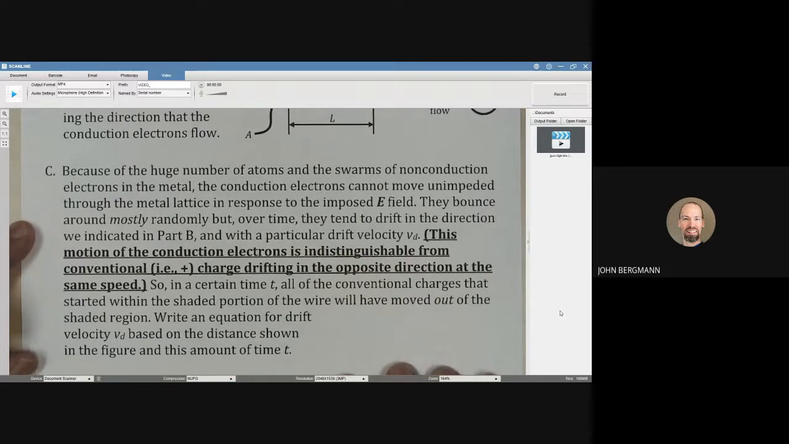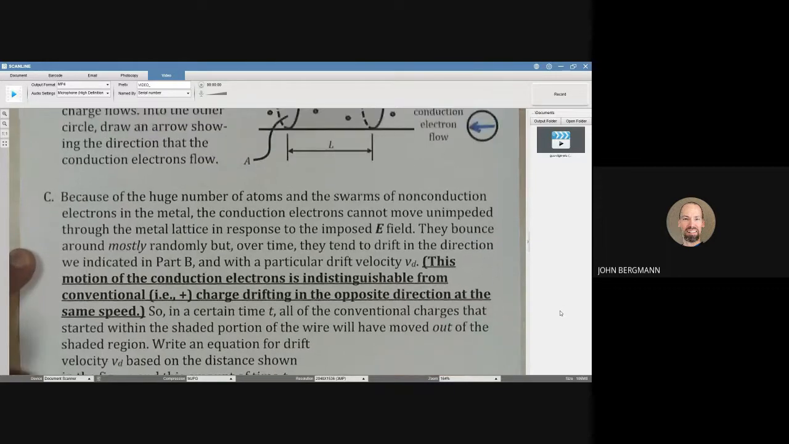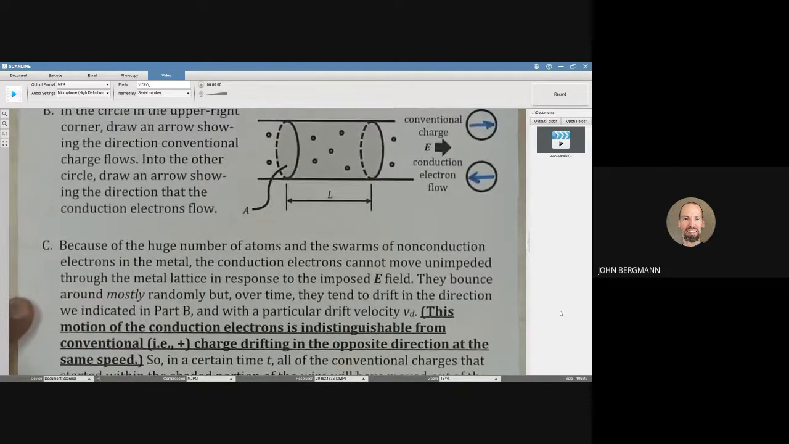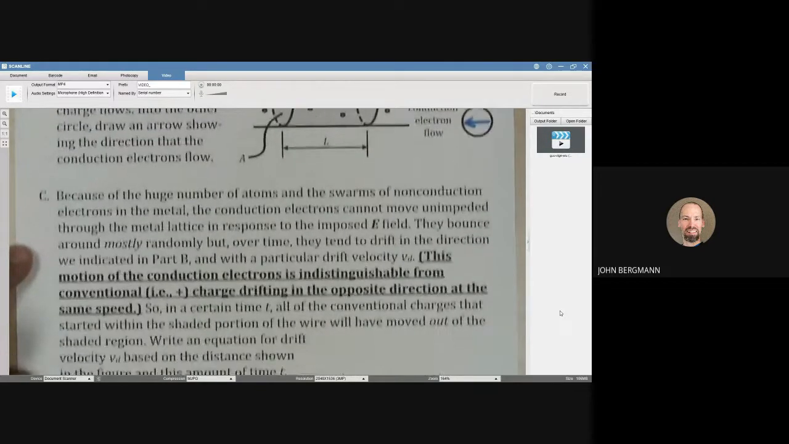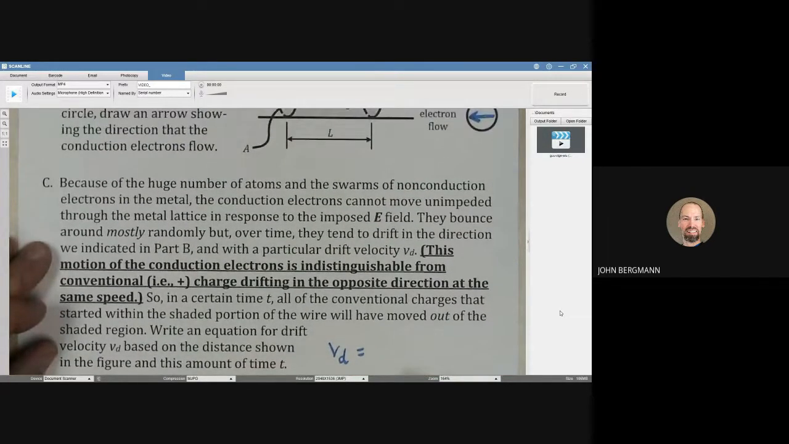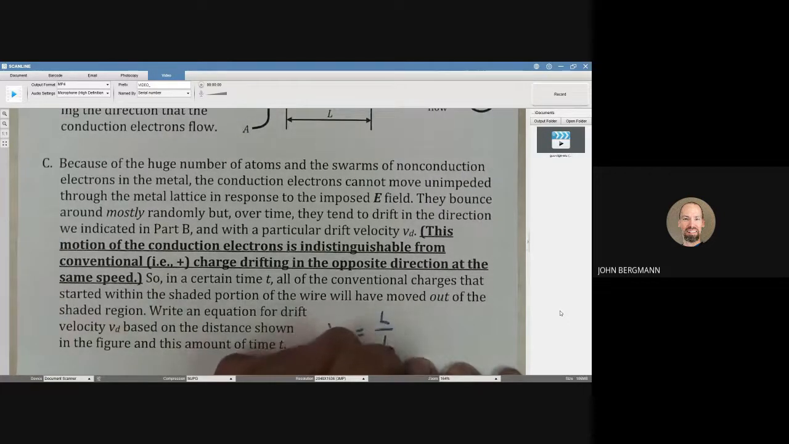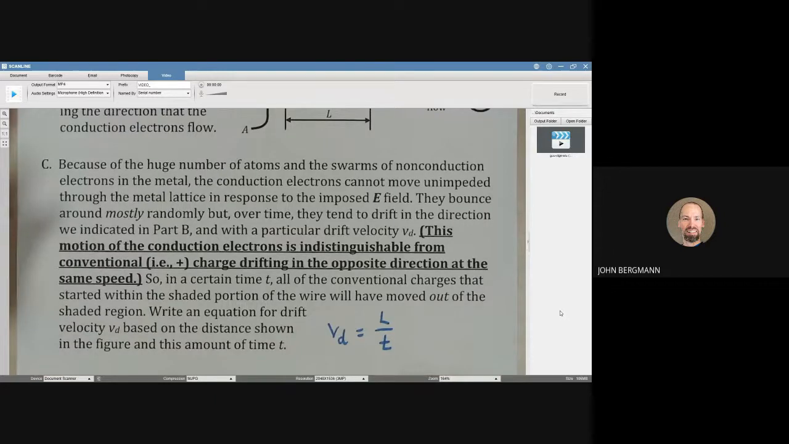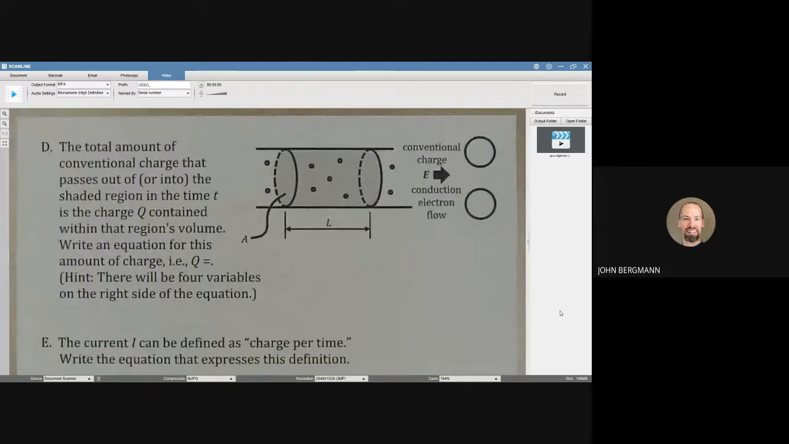So, in a certain time t, all of the conventional charges that started within the shaded portion of the wire will have moved out of the shaded portion. Write an equation for drift velocity v sub d based on the distance shown in the figure and this amount of time t. In the figure, all of these charges will have moved out of that region in a certain amount of time. So one equation for the drift velocity is the length of that little section of wire divided by time. Velocity is distance divided by time. We're going to need that in a little bit.